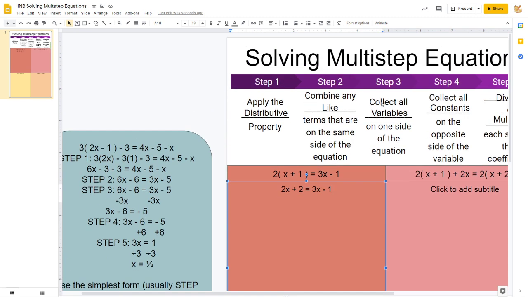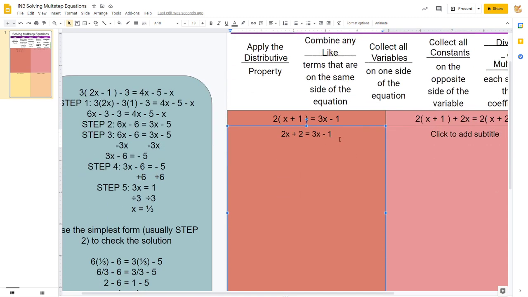So step 3, I need to move my variable. So I can either move the 2x or the 3x. Now I like to deal with positive numbers, so I know if I minus the 3x, I'm going to end up with a negative number. So I'm going to get rid of the 2x.